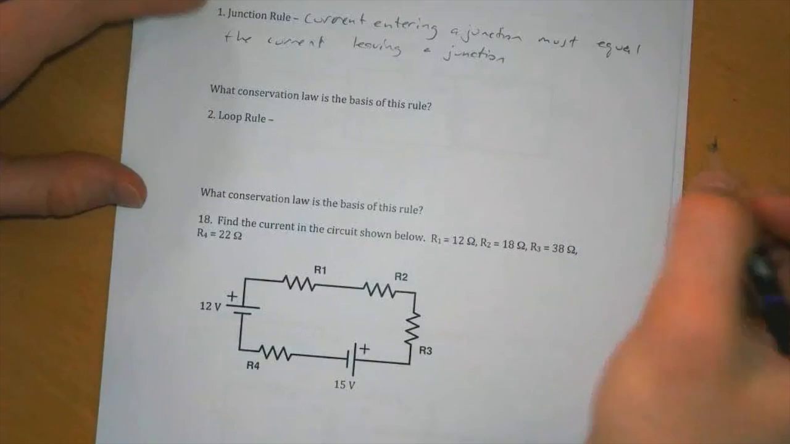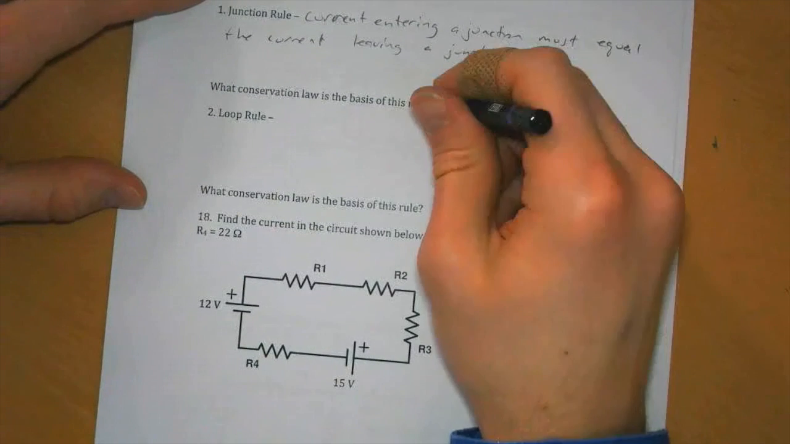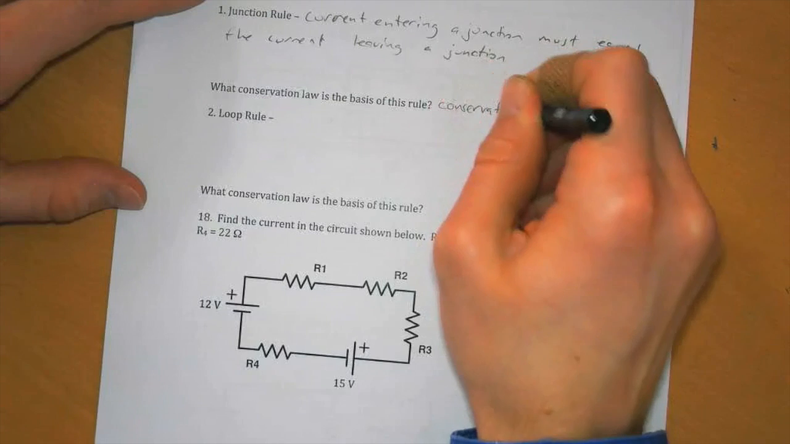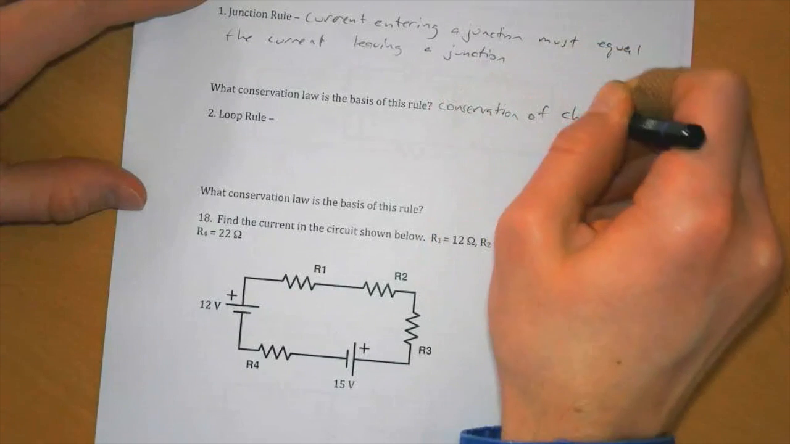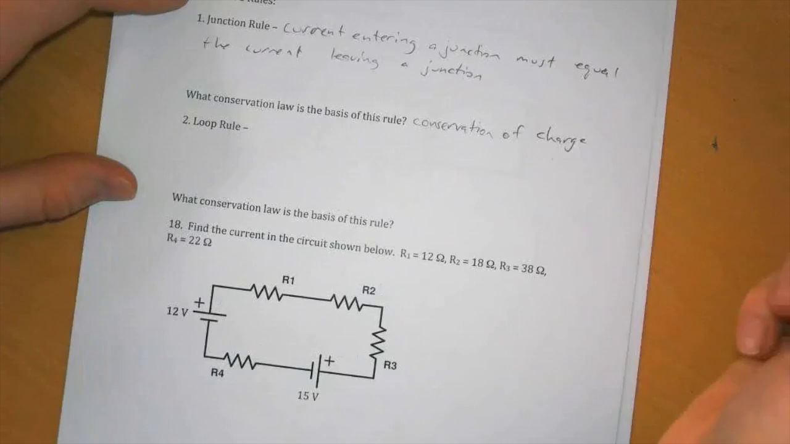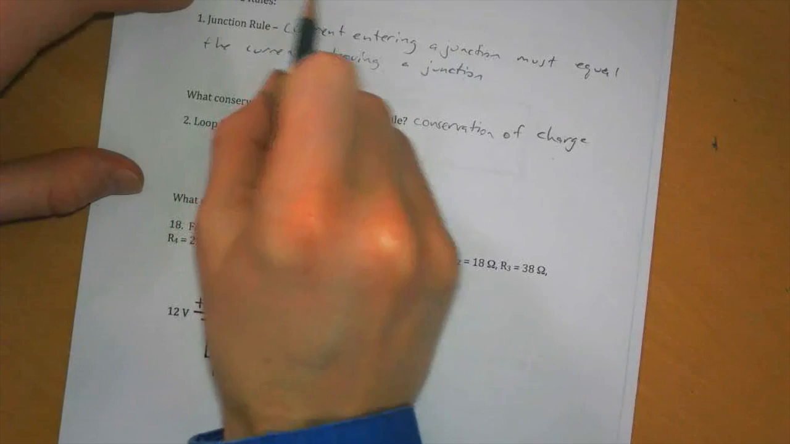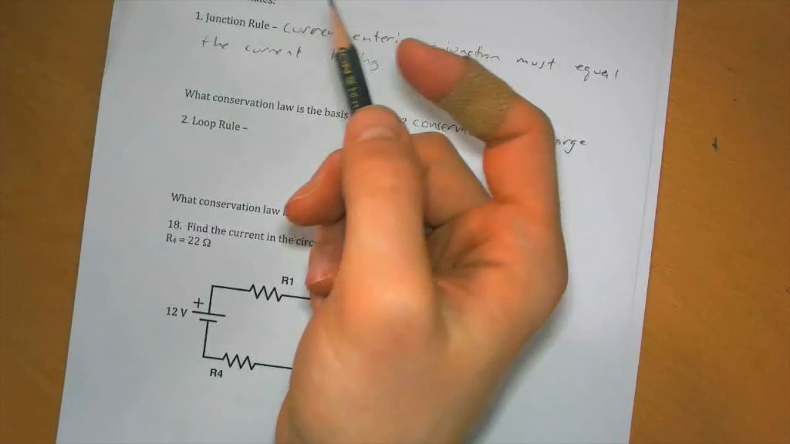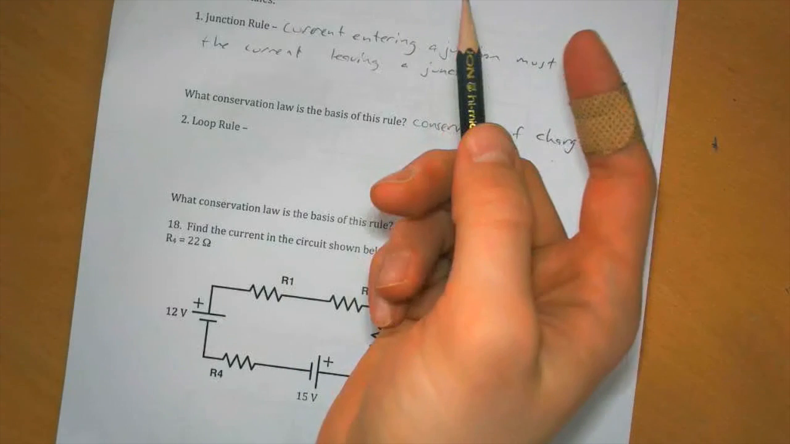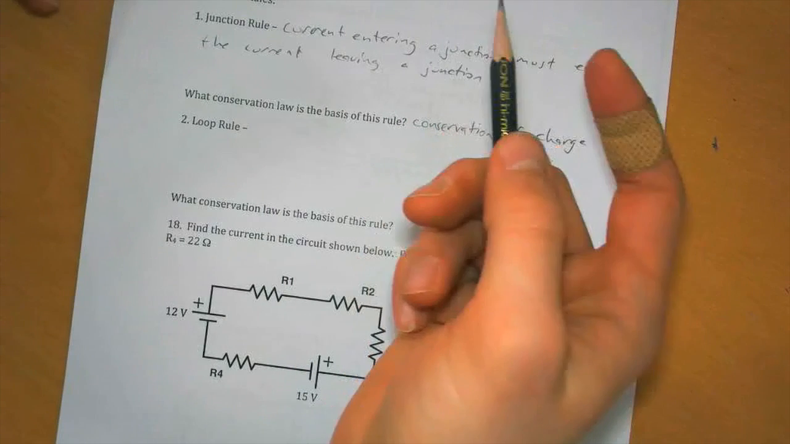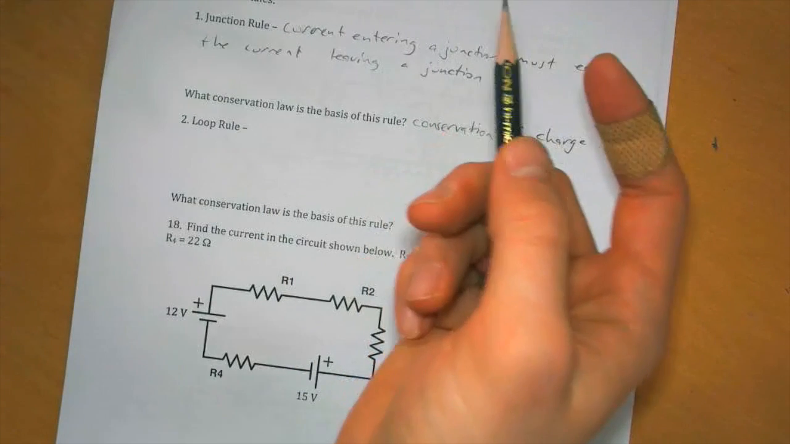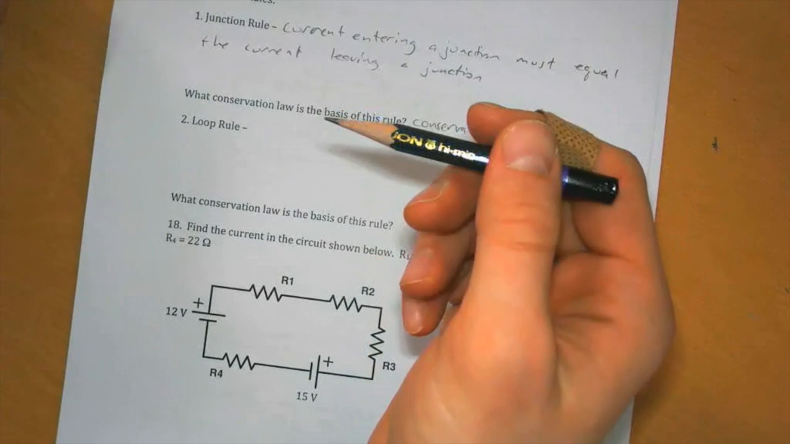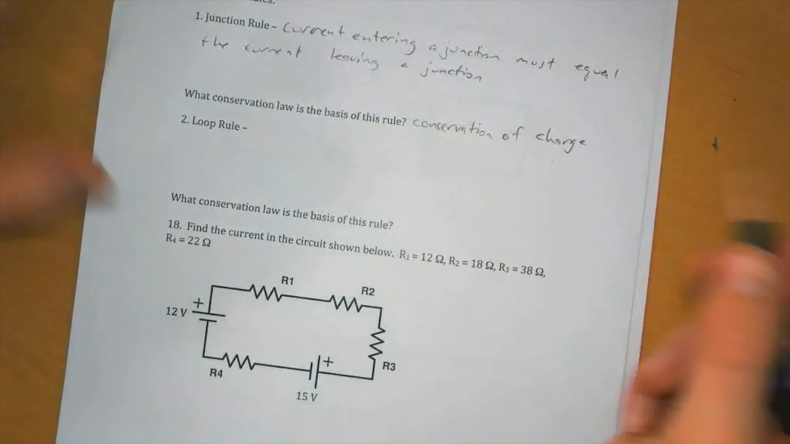What conservation law is the basis of this? Well, this is conservation of charge, because charge has to go somewhere. If you didn't have the same amount of current leaving the junction that you had entering the junction, then you would have charge building up somewhere, which doesn't make sense because then it would repel itself and move along, or you'd have to have current or charge being created somewhere, which doesn't make sense.